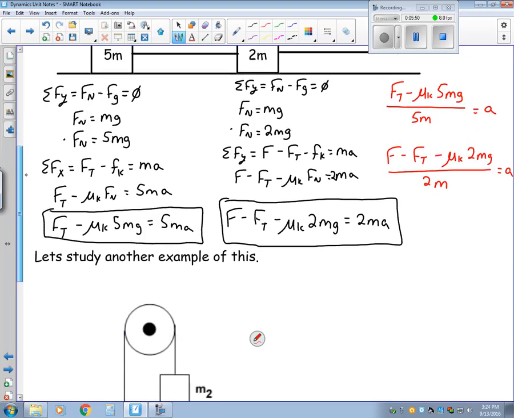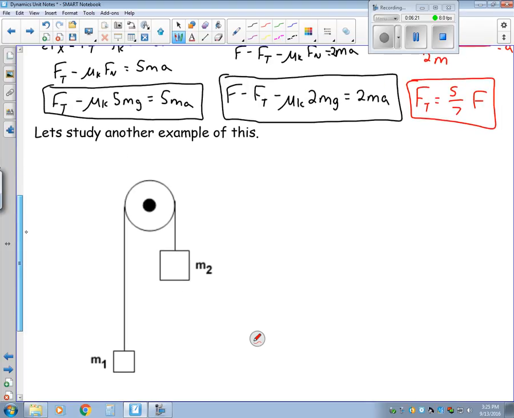I'll spare you the algebra, but basically what it comes down to is that the tension force would equal 5/7 of the pulling force. I'll leave it to you to work out that algebra. It's really not too bad. A lot of things cancel out, especially the masses and the coefficients of friction.